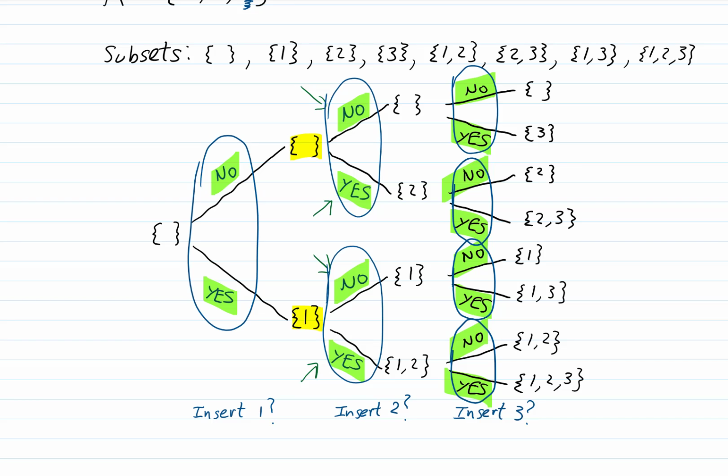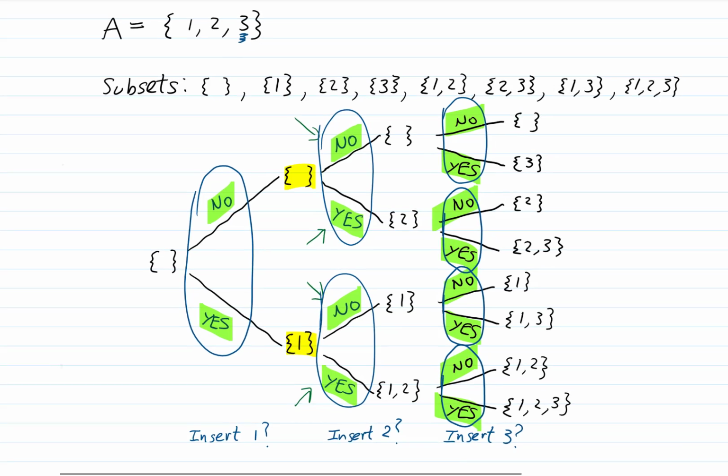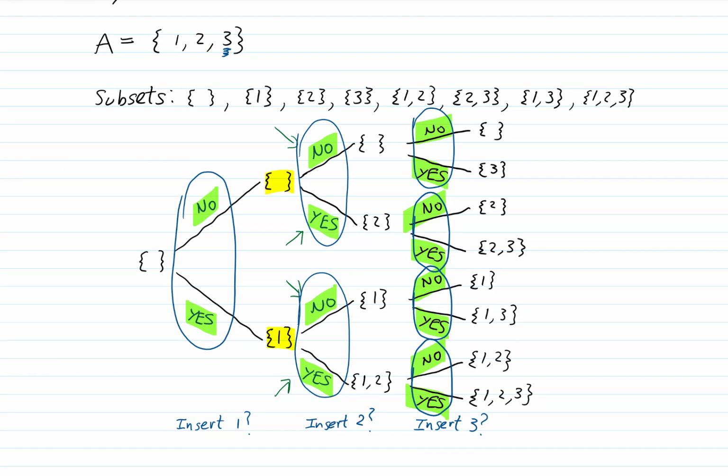2 times 2 times 2. How many times did I say times 2? 3 times. Why? Because there's 3 elements in A. And so you do this 3 times. You start with 1 set, which is the empty set. And then you double the number of sets 3 times. So you end up with 2 to the power 3. And so that gives us a very nice formula.